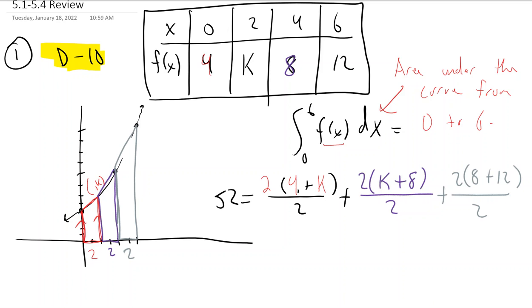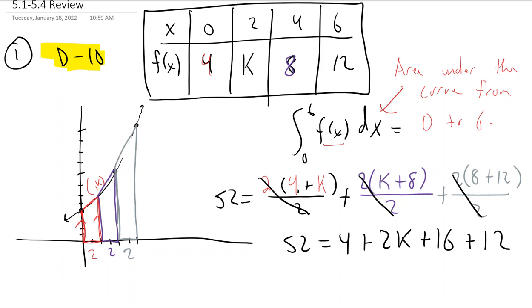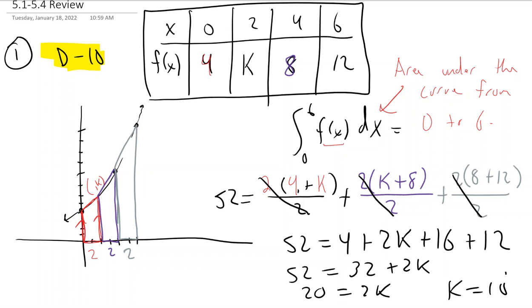What's it supposed to be equal to? 52. Okay, and luckily with the numbers, and this often happens on the AP exam, you know, there's not going to be any shortcuts, but once you get it set up, times 2 divided by 2, times 2 divided by 2, all those go away. So 52 is 4 plus k plus 8 plus 8 plus 12. And then we are on our way. 20 is 2k, so k is 10.